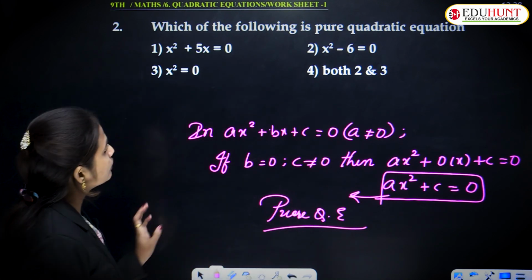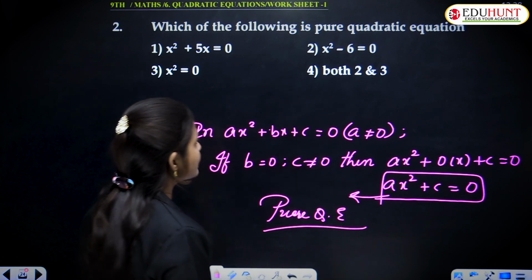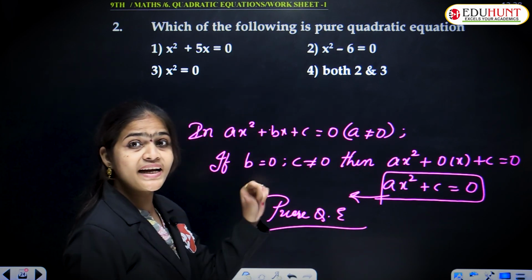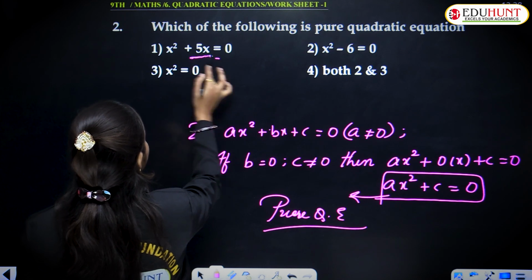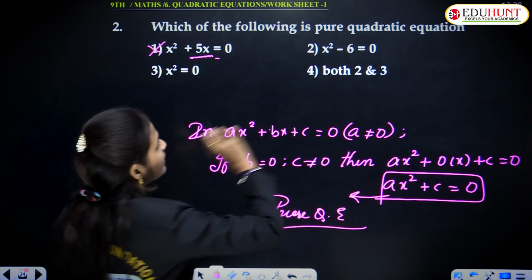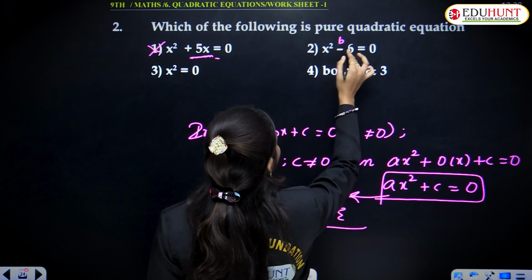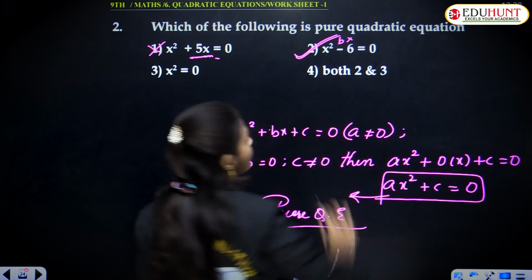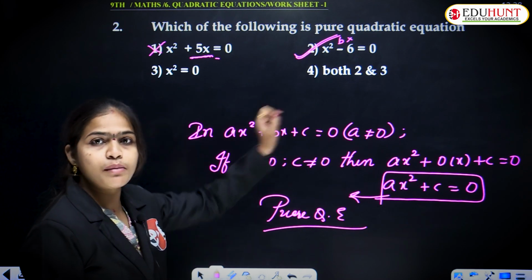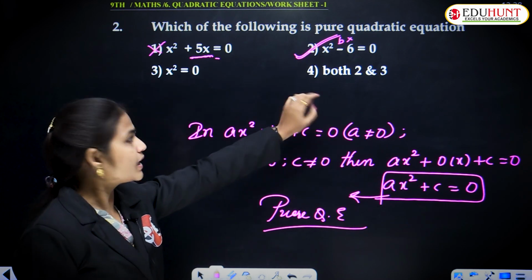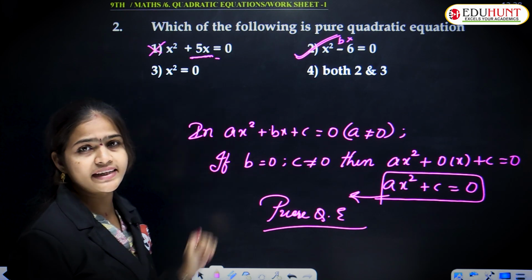Now, which equation is in the form x square plus c, which means the b term, the x term, is not there? Let us say the first one: here bx is there, so this is not the correct answer. The second one, x square minus 6 is equal to 0. Here the b term is not there, so there is a chance. So 2 is a pure quadratic equation. Why? Because b is 0. That's why x square minus 6 is equal to 0 is a pure quadratic equation.